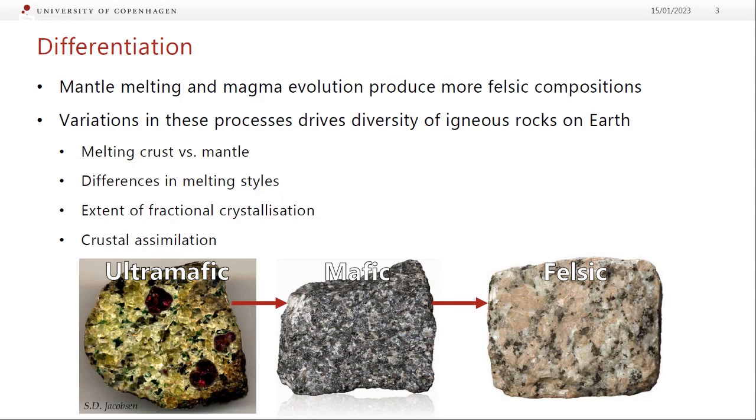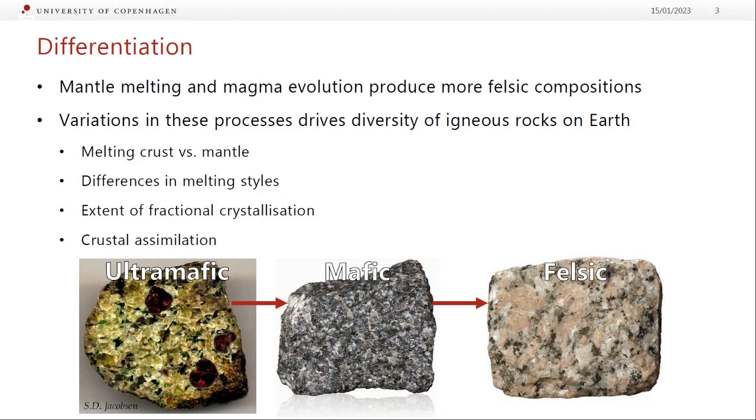So if we melt the mantle, which is ultramafic, we generally get mafic compositions like basalt. If we melt existing crust, so whether that's kind of mafic igneous crust, then we'll get something like a tonalite, which is a granitoid. If we melt something like a sediment or a more evolved igneous rock, then we'll get something like a granite.